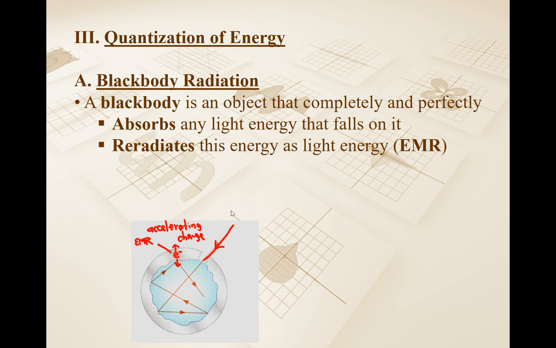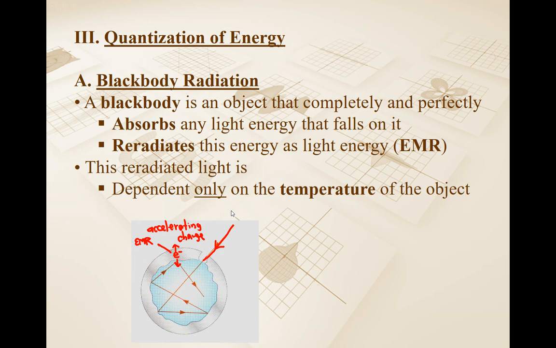So after it absorbs the energy, it's then going to emit that energy in the form of an electromagnetic wave. This re-radiated light depends only on the temperature of the black body, and it emits this over a wide range of frequencies. Okay, I'm going to explain this point in a little more detail on the next slide, in terms of the EMR being emitted depending only on temperature, and how there's a wide range of frequencies of EMR being emitted.